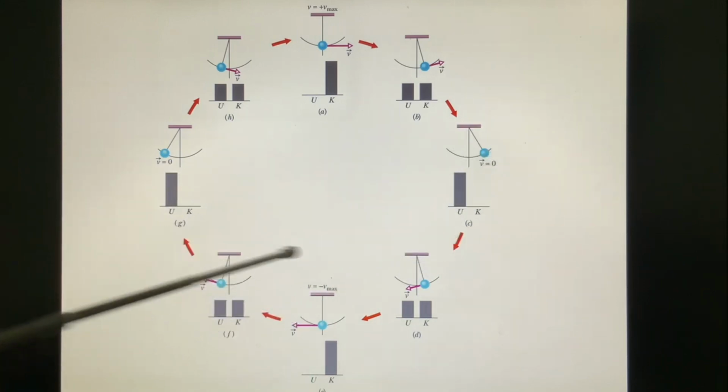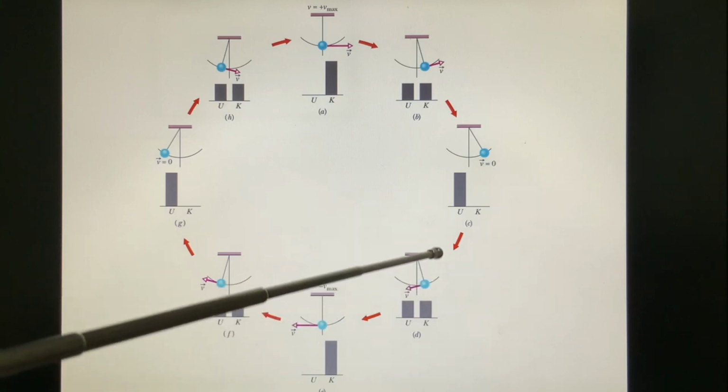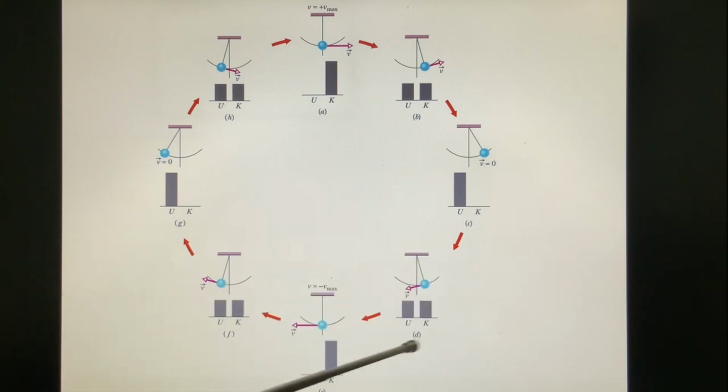And it needs to return back. The speed picks up, so kinetic energy goes up, and it gets lower, so potential energy is lower. Finally, at this lowest point, the velocity is at its maximum, the kinetic energy is maximum, and the potential energy is lowest. And then it returns.